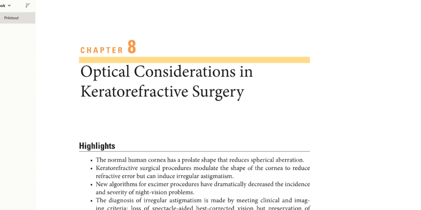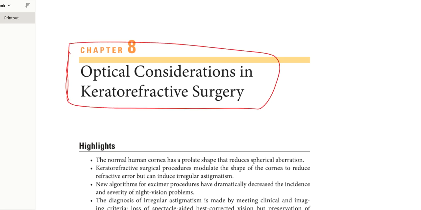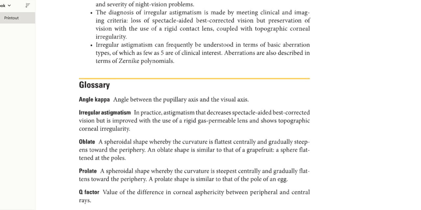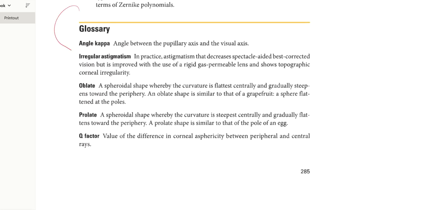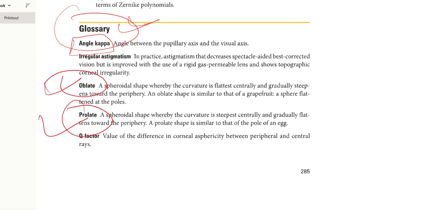Next topic is optical considerations in refractive surgery. All these definitions are very important. Angle kappa you have already read in detail in unit 2 or 3, I think. Read this definition. Oblate, oblate, very important, very important.